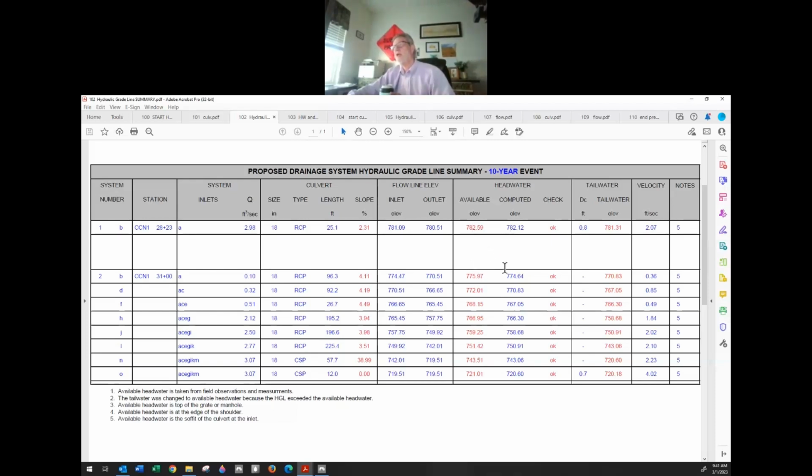And then the computed headwater is the answer that we're looking for, and it's going to compare the computed to the available and give us a check. If it's okay, then it's less than. If it's more than, then we'll get a little error message. And then we'll use the critical depth in our calculations and then using the tailwater elevations. So going to the next one.